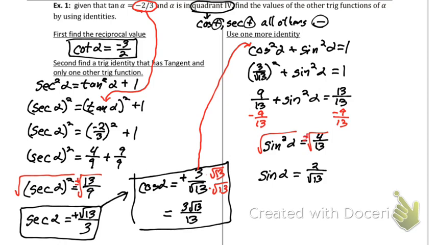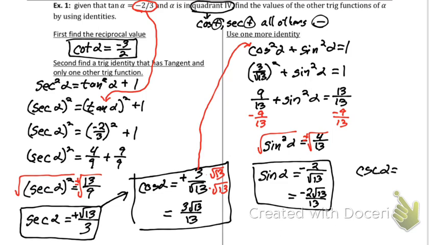And it is either plus or minus. So you have to look up here. It's not secant. It's not cosine. All others are negative. So that's going to be a negative 2 over square root of 13, which reduces down to negative 2 square root of 13 over 13 when you simplify. And our final one is just cosecant. It's just the reciprocal, so it's going to be negative square root of 13 over 2.